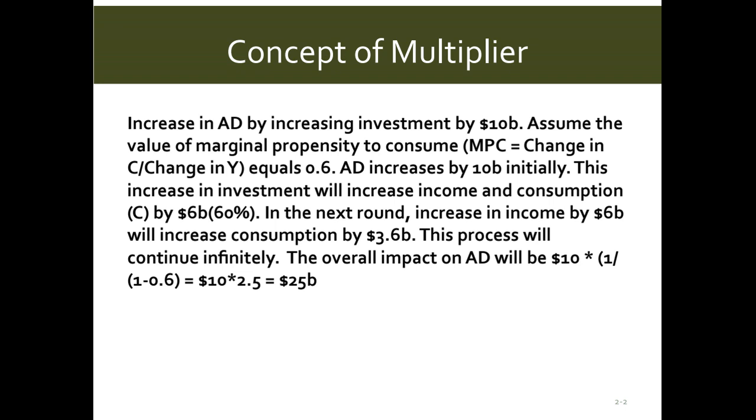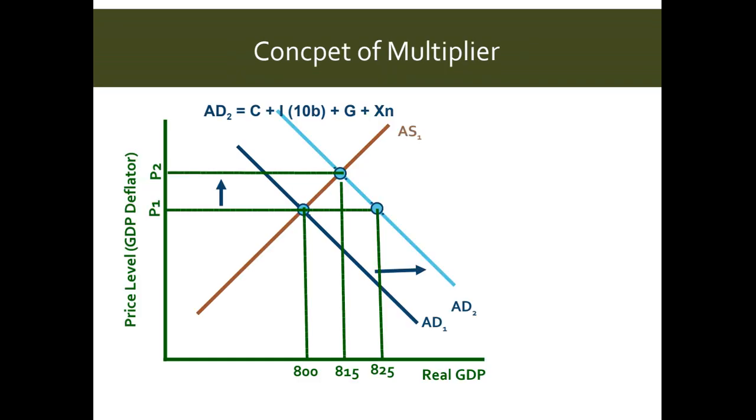So whenever your investment increases by any number, total aggregate demand will increase 2.5 times that number. Initially investment increases by $10 billion, so 2.5 times 10 is $25 billion. If you see in this diagram, when investment increases by $10 billion, aggregate demand will shift to the right, not by $10 billion, but by $25 billion, because 800 and 825. So the gap is $25 billion. So this is the concept of the multiplier, the investment multiplier.